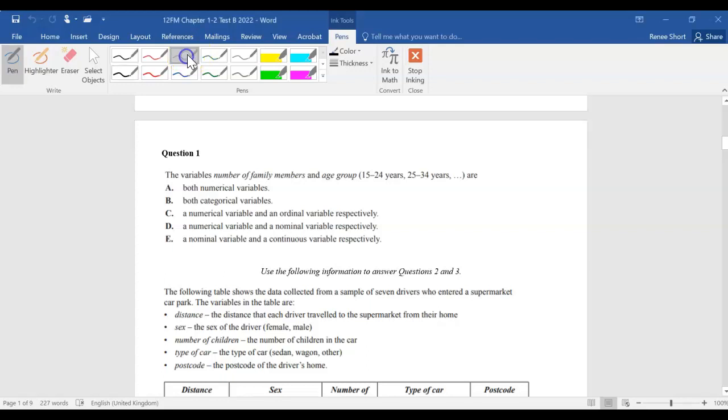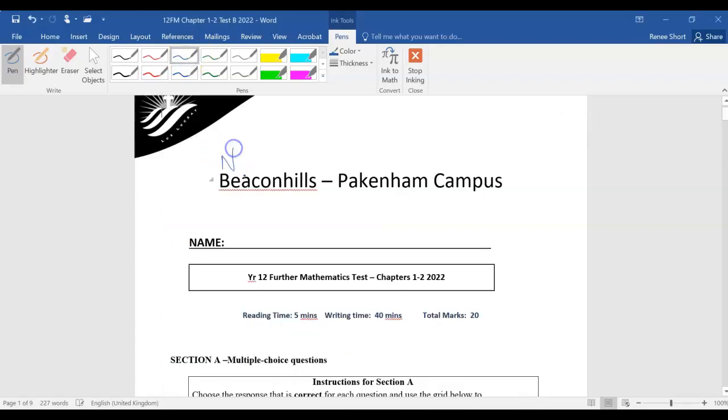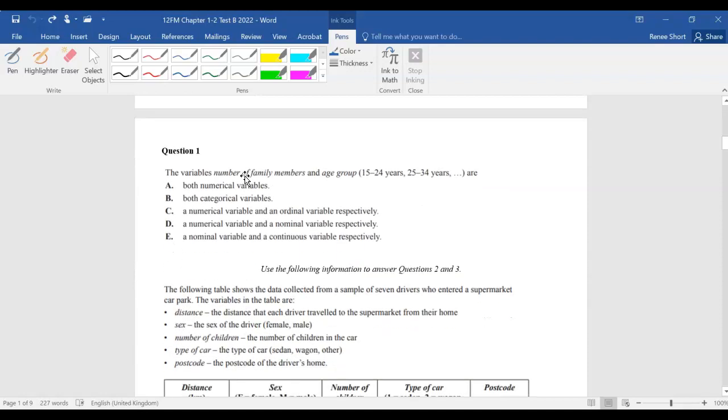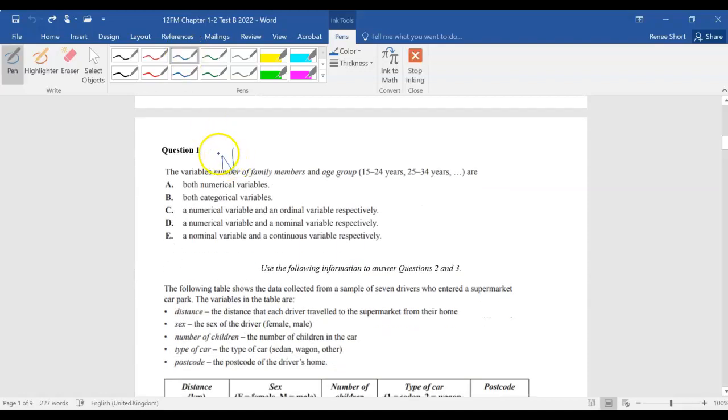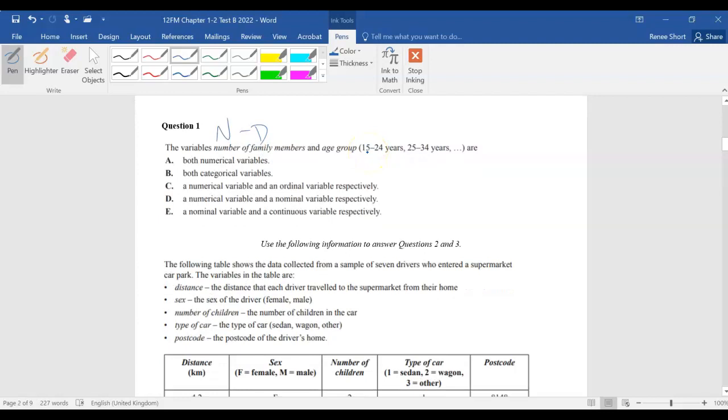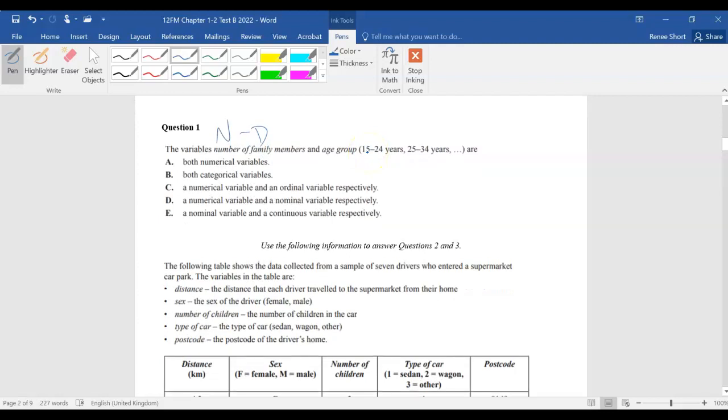Number of family members, that is going to be a numerical variable for us. And numerical discrete because it's just our counting numbers and we can count how many people are in our family. Age group here, where it's got it broken up into the different subsets for us, these do create different categories for us, but because we can rank the ages, so 15 to 24 and then 25 to 34 is older and then 35 to 44 would be older again, this would be a categorical ordinal.